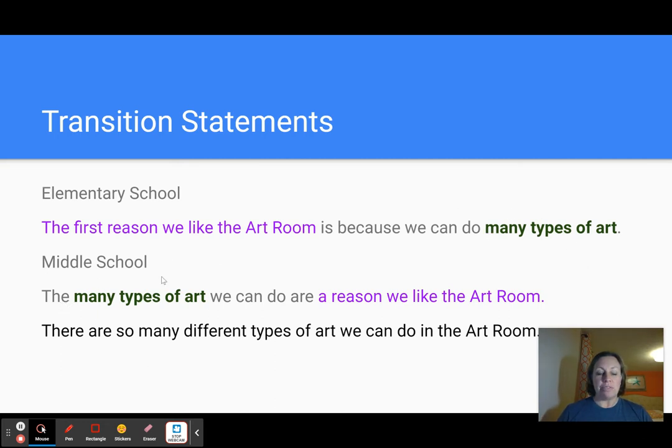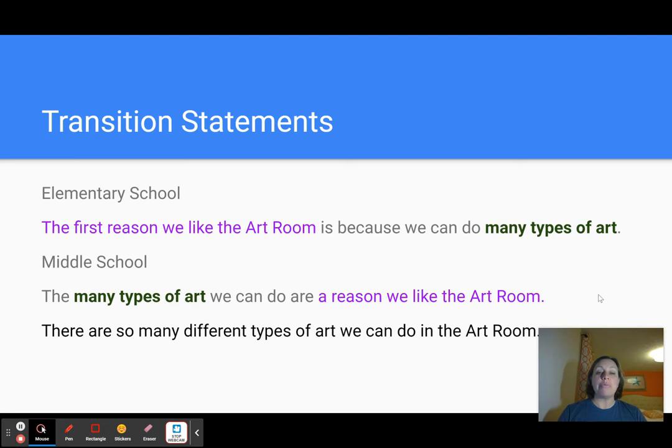I moved the many types of art to the beginning of the sentence. And then I moved the elementary school part to the end of the sentence. And all of a sudden, it sounds like a more sophisticated sentence. The many types of art we can do are a reason we like the art room. Doesn't that just sound better? Or you can even just say, there are so many different types of art we can do in the art room.